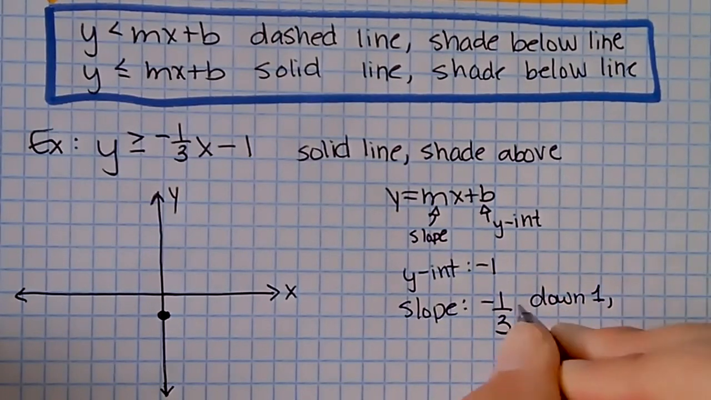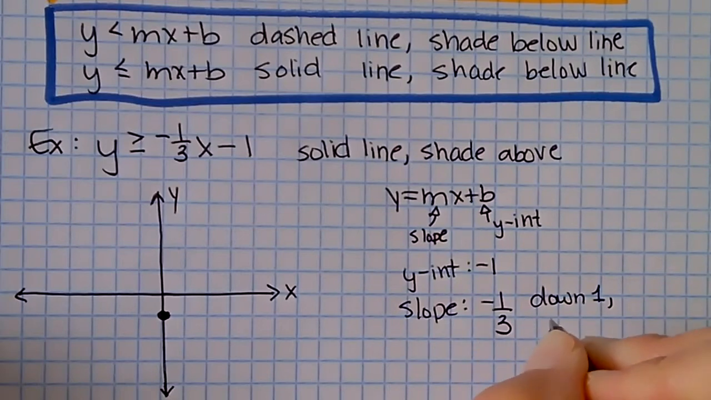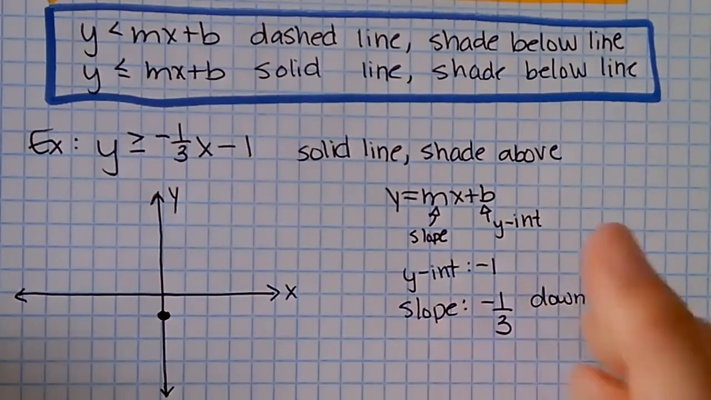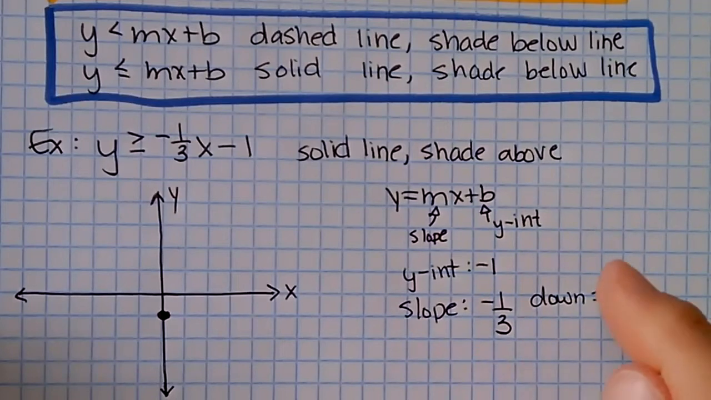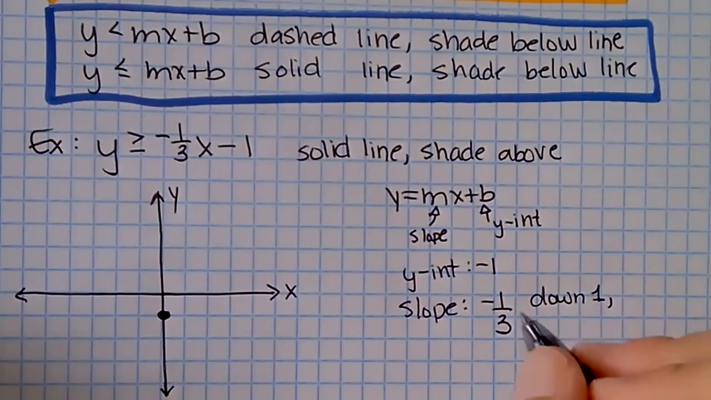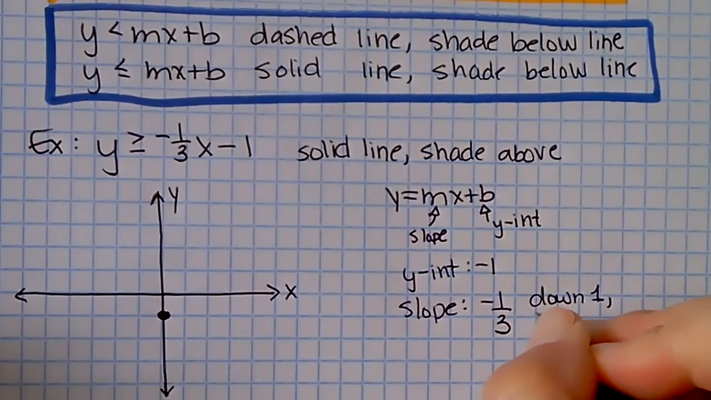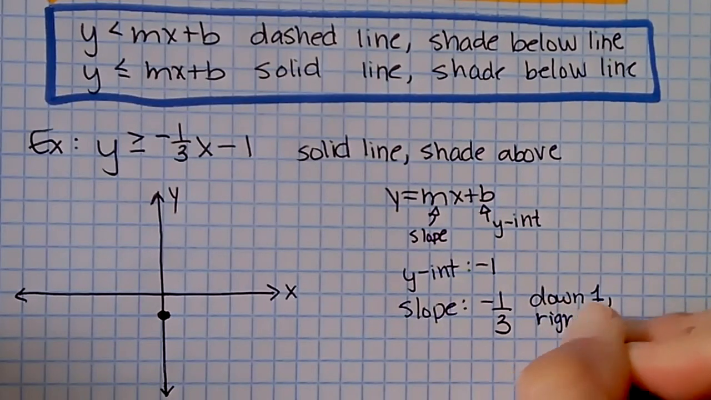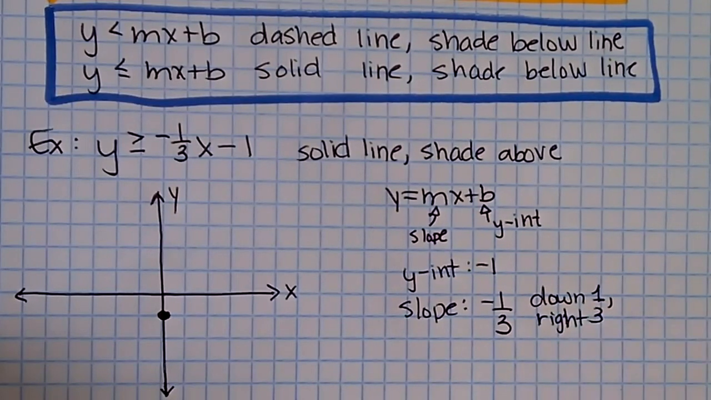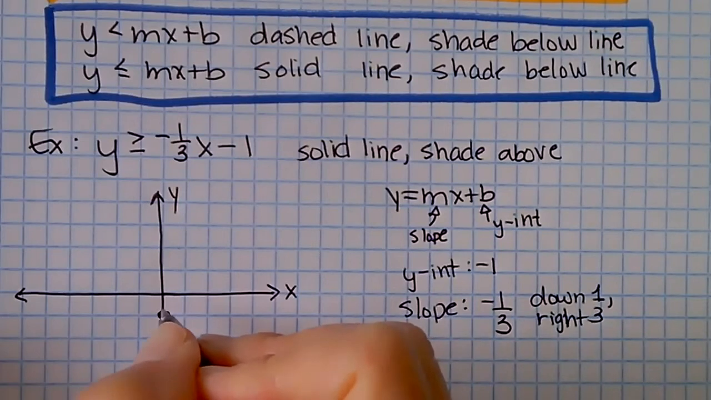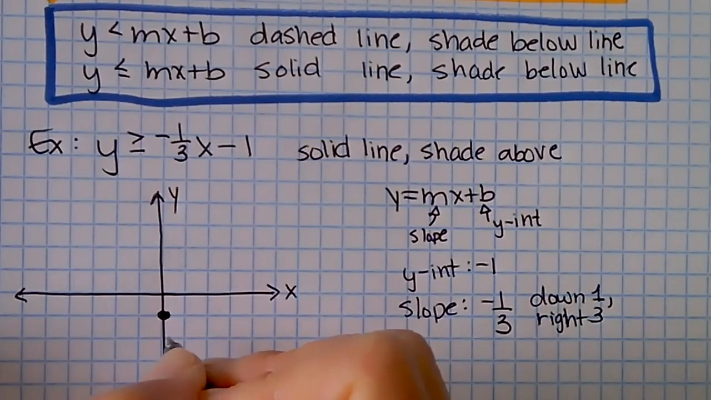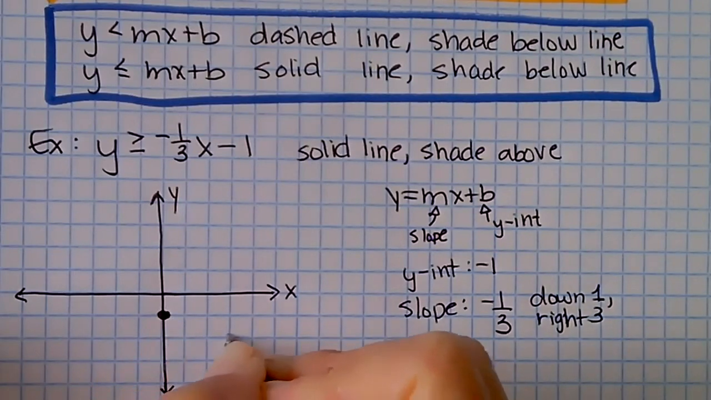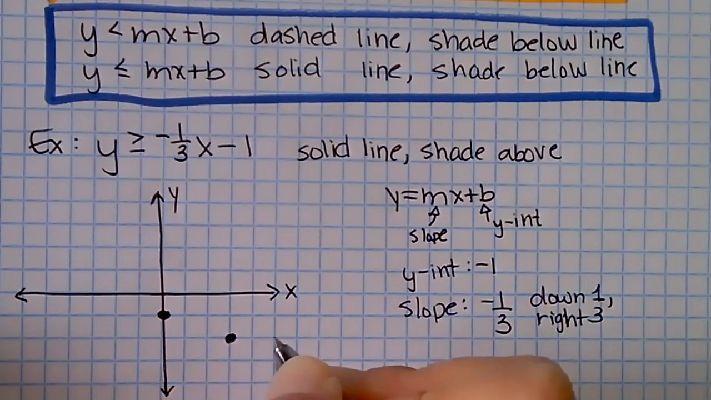And then whatever's on the bottom, think right, okay? So have your sign be associated with the top. Positive, go up. Negative, go down. Whatever number's on the bottom, you're going to go right. So we're going to go right 3. Okay? So from here, I'm going to go down 1 and right 1, 2, 3. And then I'm going to put my point.